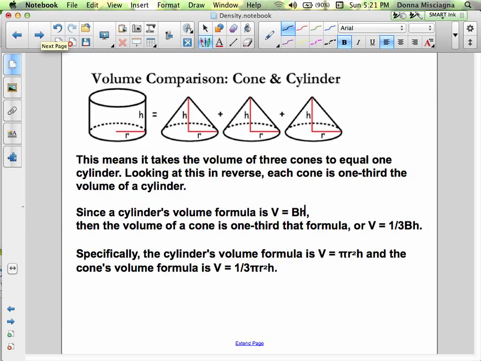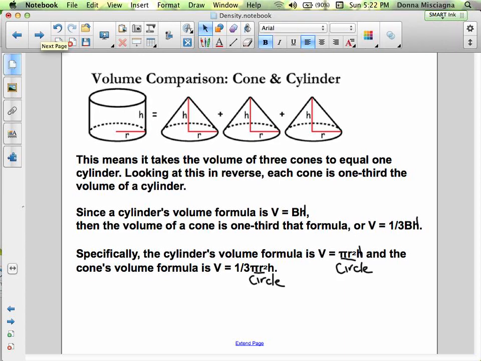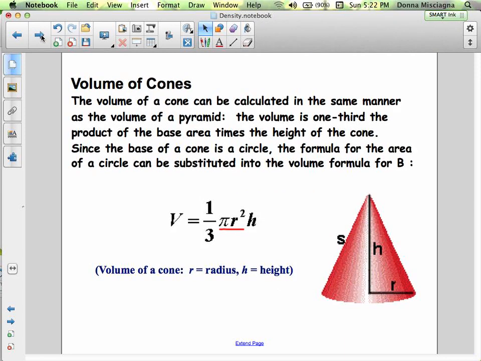Right? So it's 1/3 the area of the base times the height of the cone. But specifically, the cylinder's volume formula is pi r squared times h, right? Because the base is a circle. So that's for the cylinder. And so the cone is going to have the same volume except it's going to be 1/3. Right? So this is because the base of a cone is a circle. So the formula for the volume of a cone is going to be 1/3 times pi r squared times the height of the cone. And here we have that pictured.